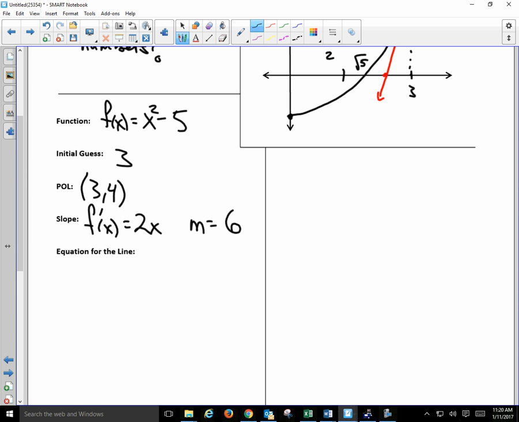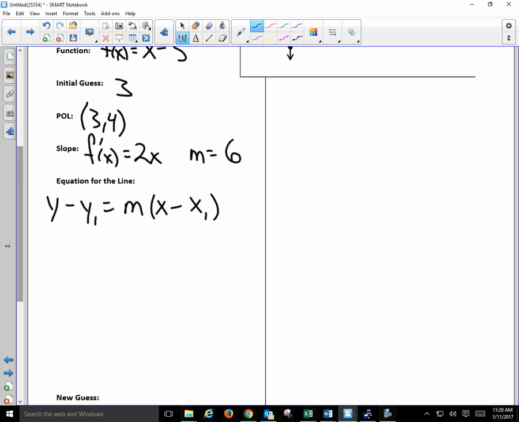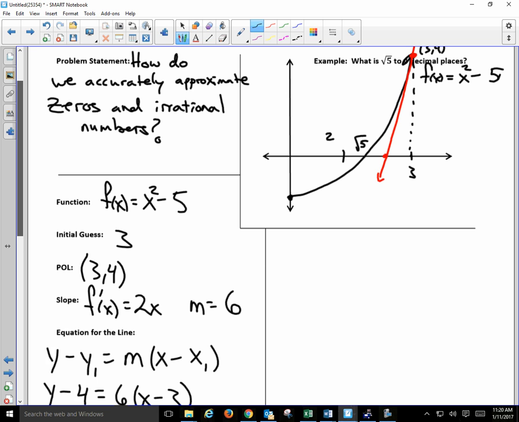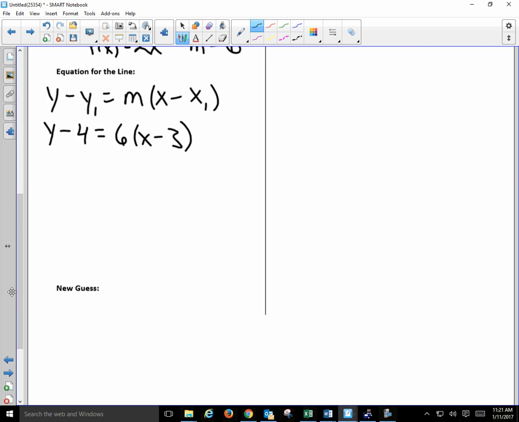Newton says I have a line. y minus y1 is equal to m times x minus x1. y minus what? 4 equals 6 times x minus 3. Newton says I'm trying to find what part of the line. What is the part of that line that's important for my guess to move forward? The x-intercept, right? The x-intercept happens when y is equal to 0. So if we set y equal to 0, we'll be solving for the x-intercept.